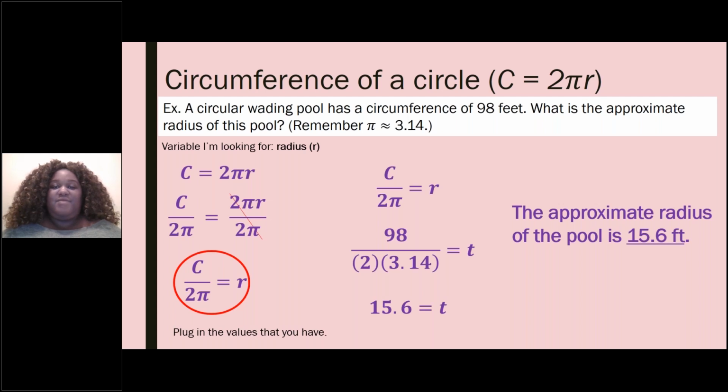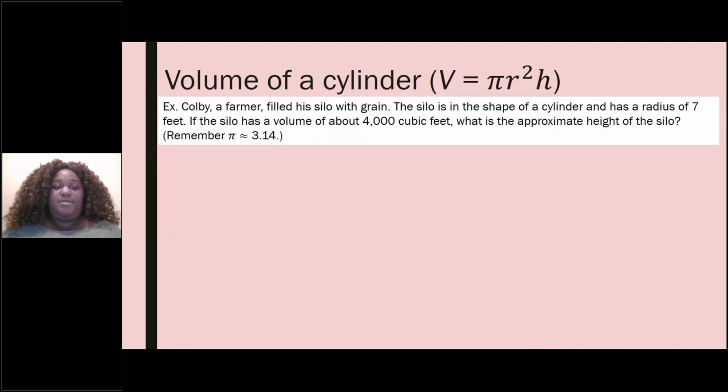Okay. So even though we're using different formulas, I think hopefully you're starting to see how we just take our formula, we use algebra techniques to figure out which variable we're looking for and how to get it by itself. Once we have our new formula, we plug in the values we have and it'll give us our answer. So let's do another one.